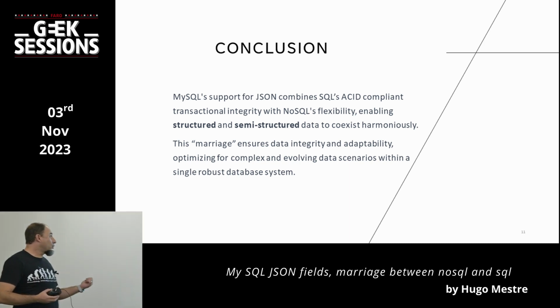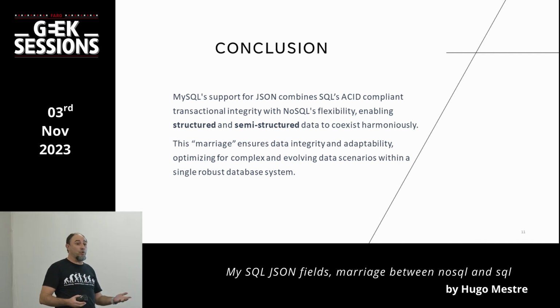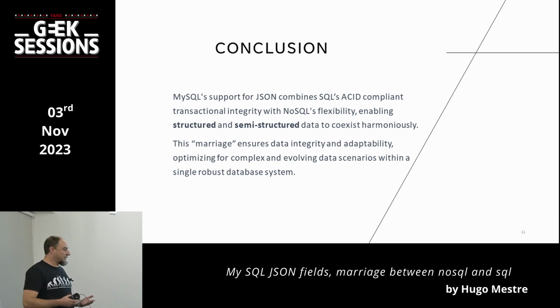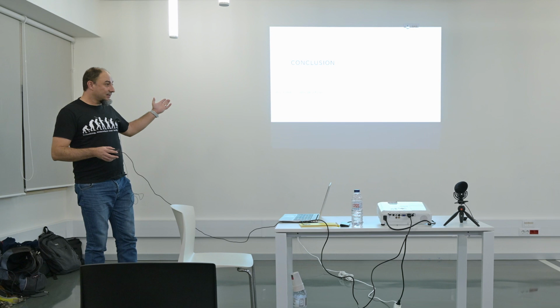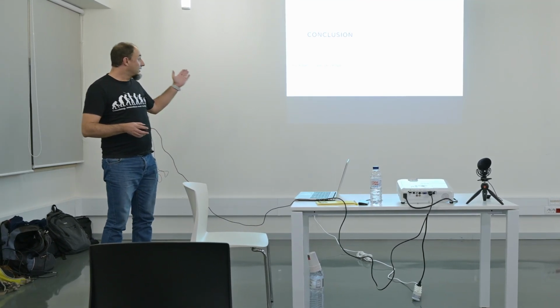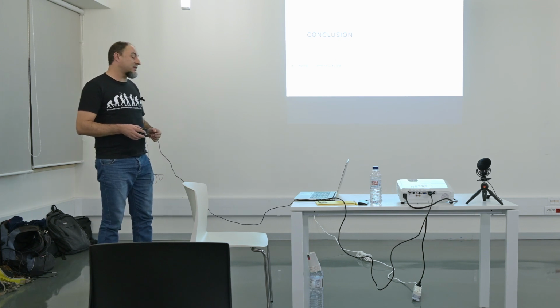MySQL support for JSON combines SQL's ACID compliant transactions. This is very important when we're using MySQL, that you have transactions. You have the reliability of a database of this kind, which is a little bit different from NoSQL databases. And we can then enable structured data into semi-structured data. This is why I call it a marriage that ensures data integrity and adaptability, optimizing complex and evolving data scenarios within a single robust database system.